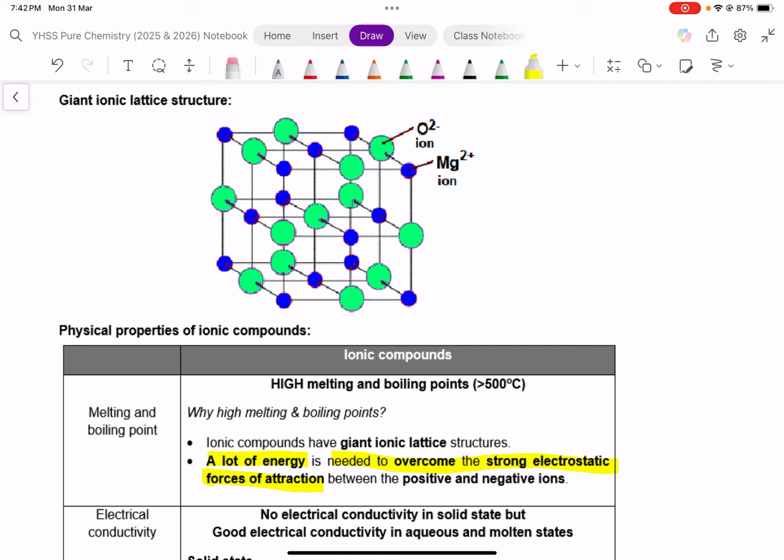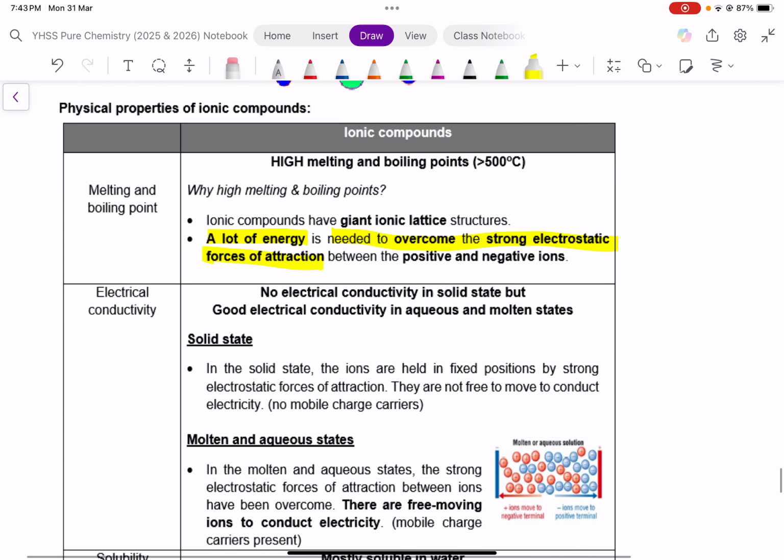But the idea is, to melt or boil something, you need to take in energy to overcome the forces of attraction between the particles. In this case, because it's a giant ionic lattice, the forces of attraction are strong electrostatic forces of attraction between the positive and negative ions. Another very distinctive property of ionic compounds or giant ionic lattices is that they do not conduct electricity in the solid state, but they conduct electricity very well in the aqueous and the molten states.